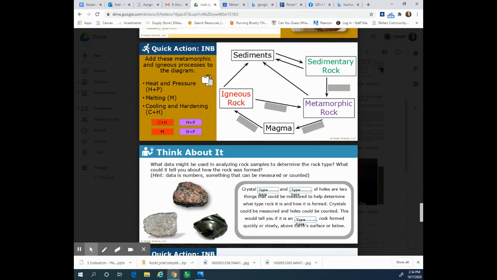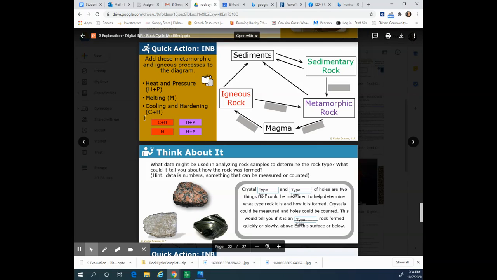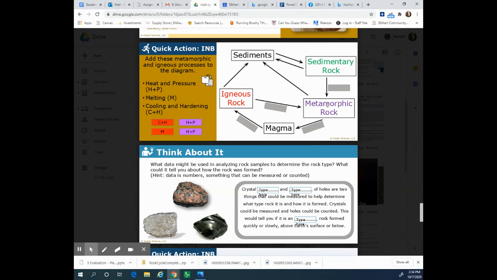Magma to igneous rock. What happens? H plus P, M, or C plus H? Now, igneous rock, back over to metamorphic rock. What happens? H plus P, M, or C plus H? Drag and click it there.